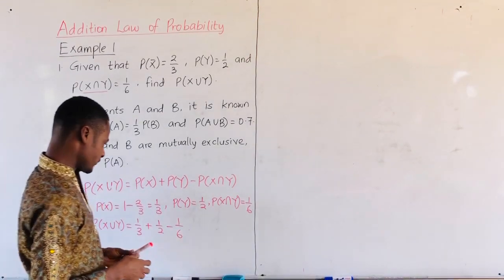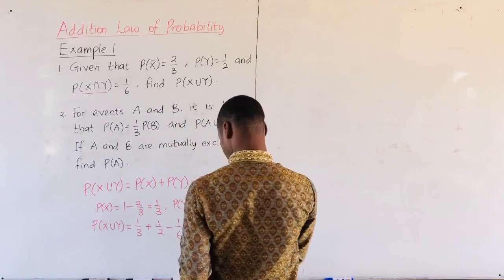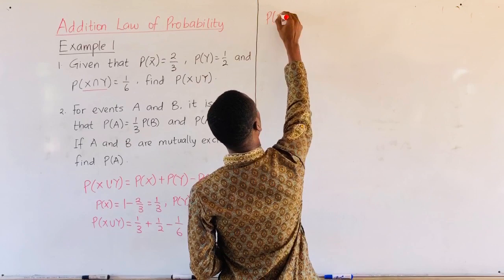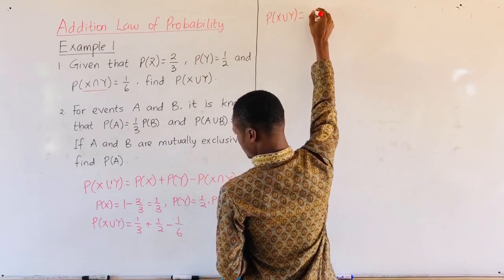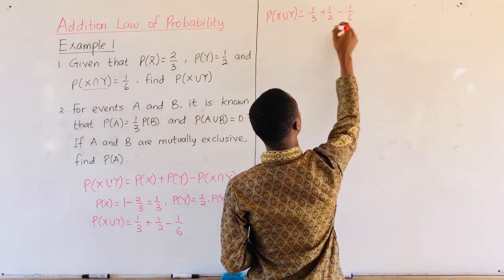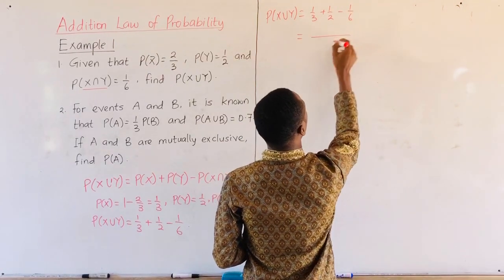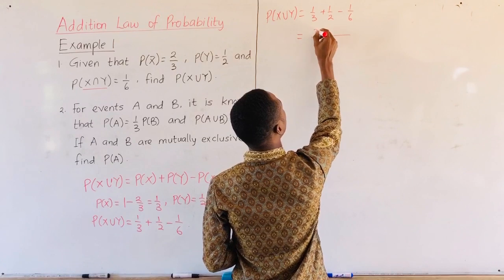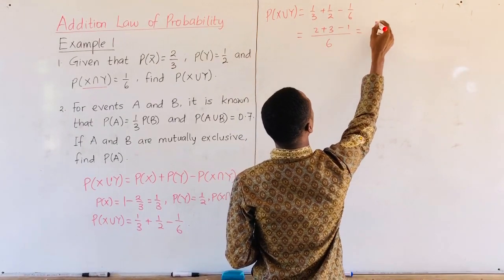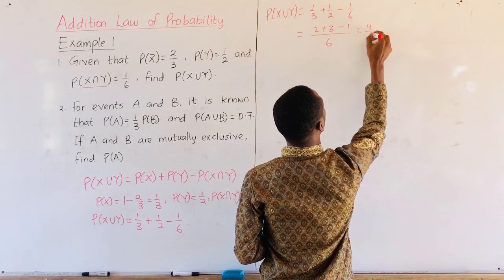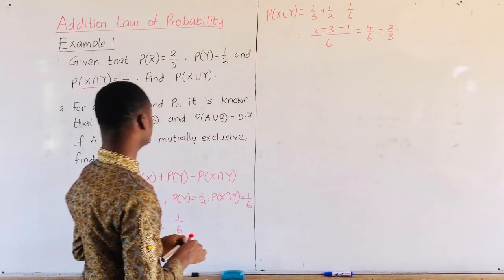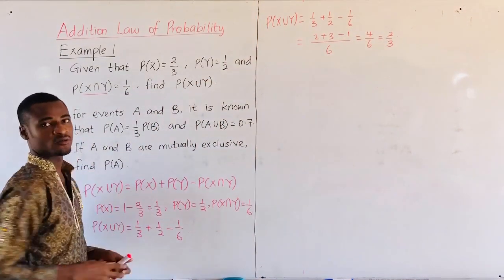So we can compute this fraction as 1 over 3 plus 1 over 2 minus 1 over 6. The LCM is 6. This will give us 2 plus 3 minus 1. And that will give us 4 over 6, which is 2 over 3. That is the probability of x union y.